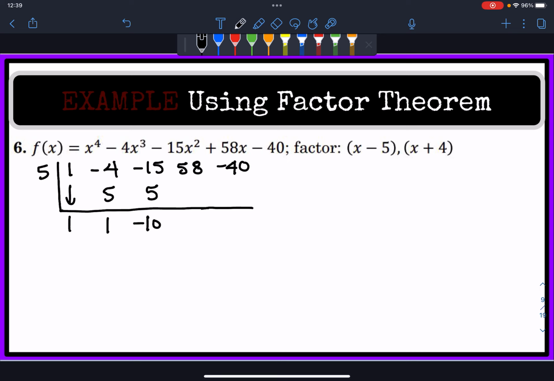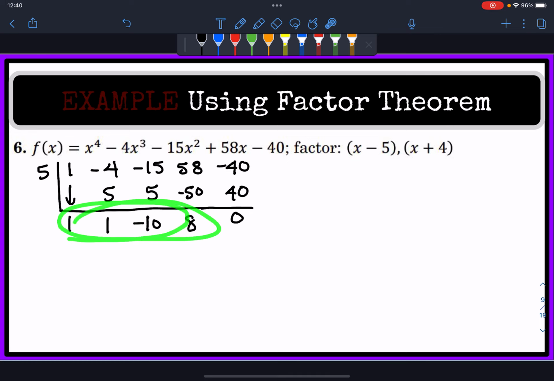Okay, so we have negative 5 times 5 times negative 10 is negative 50. Add that with the 58. That's positive 8, not negative. Positive 8. And multiply that with 5 is 40. And again, we end up with 0, like we should, because this is a factor. So all we're doing is verifying that x minus 5 is a factor. And now we have a quotient that is to the 3rd power. So we're going to use the second factor to get a quotient that will eventually be quadratic.